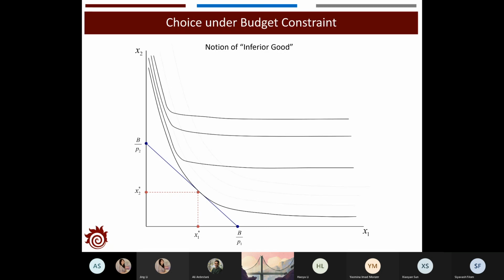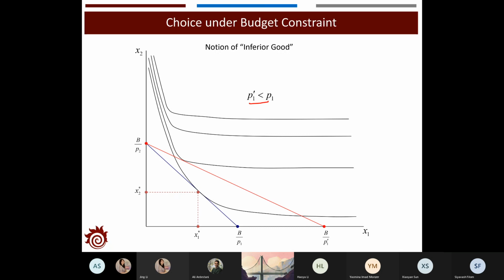So for inferior goods, the iso-utility curve will be very different from normal products. The figure here shows some typical iso-utility curves for inferior goods. With that, you can see that if we decrease the price of product one, say from P1 to P1 prime, you can then draw a new budget line.